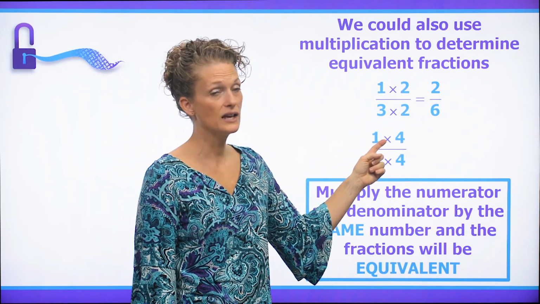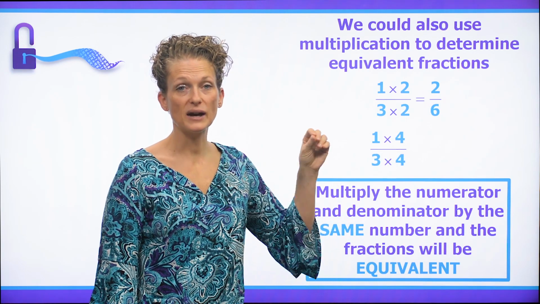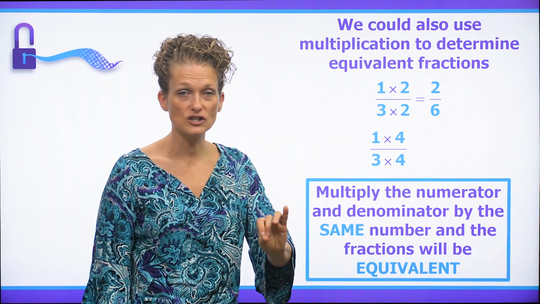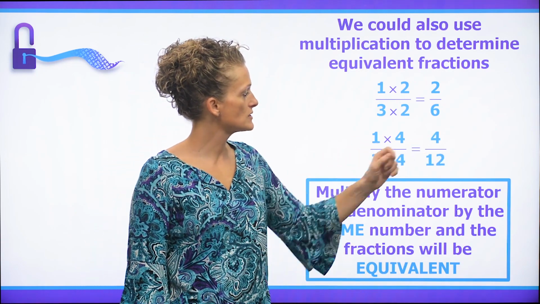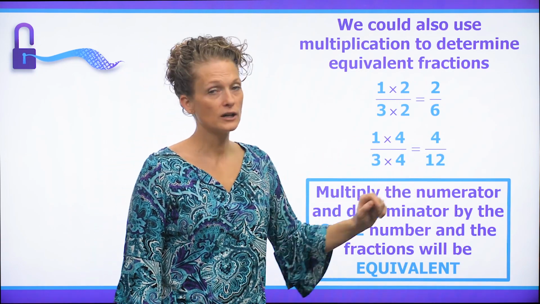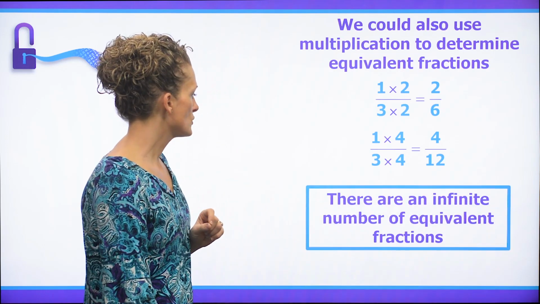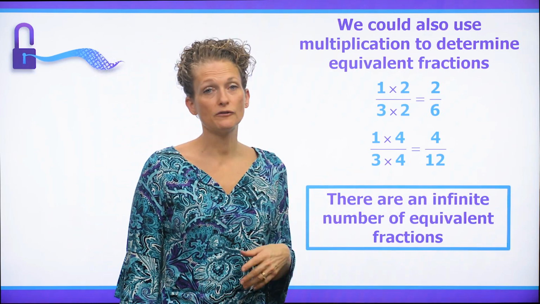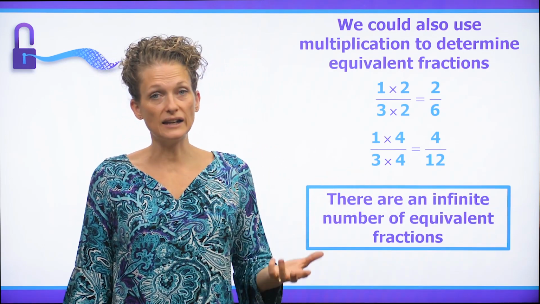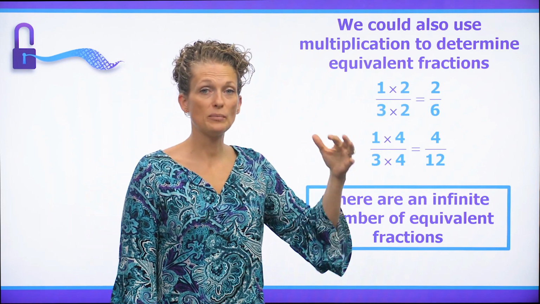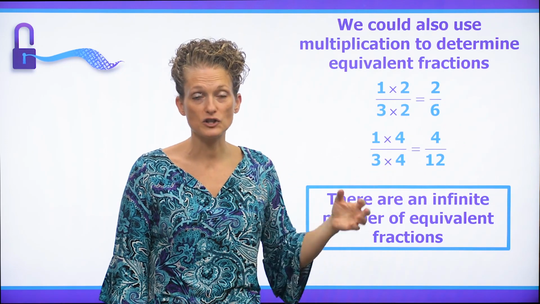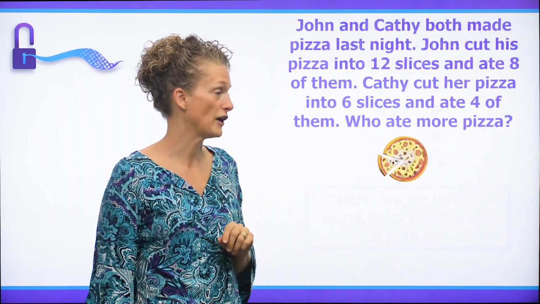If we multiply the numerator and the denominator by the same number, again, it does not change the value, it gives you an equivalent fraction. So 1 times 4 gives us 4, and 3 times 4 gives us 12. So there are an infinite number of equivalent fractions because we could choose any number, and we could keep multiplying the numerator and the denominator by the same number, and we could keep doing that forever. So these are just some equivalent fractions.